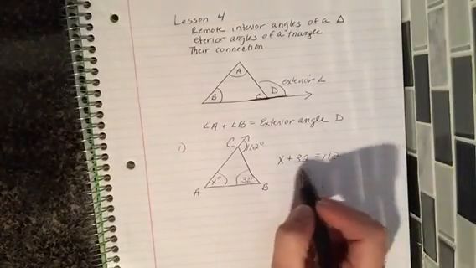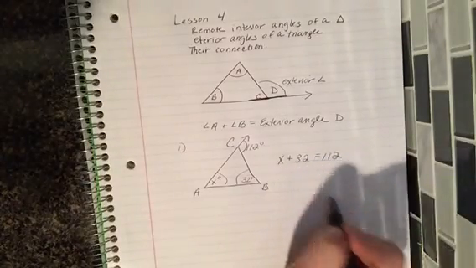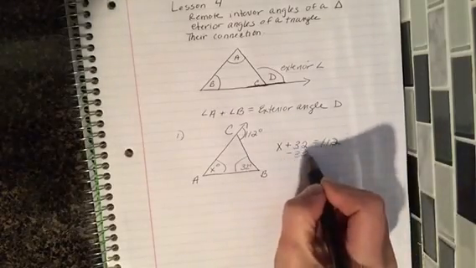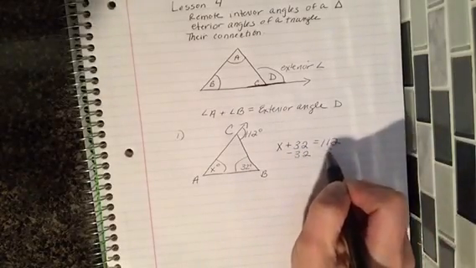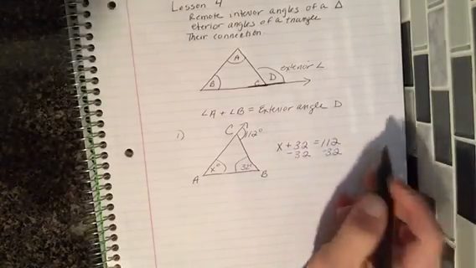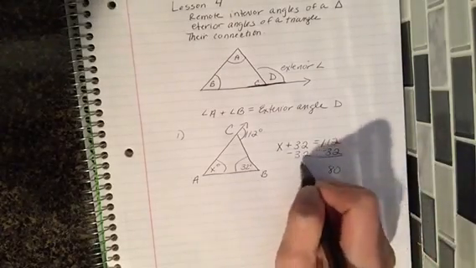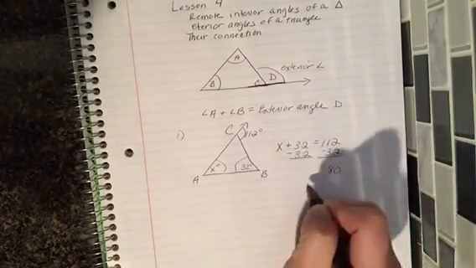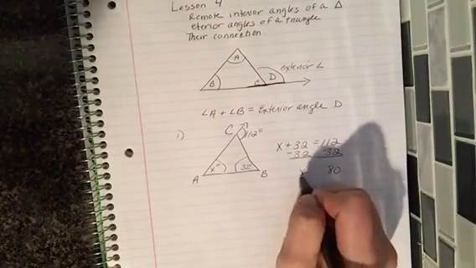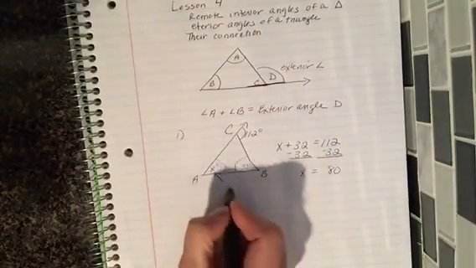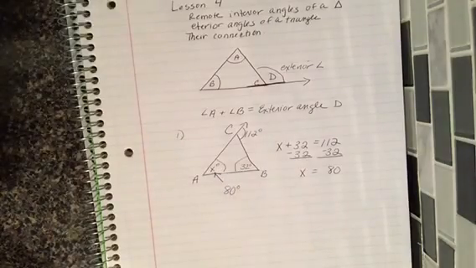Now how are we going to solve this using algebra? Well, you know how to do this. We subtract 32 from both sides. And when we do that, we end up with 80 degrees. So 32 minus 32 is 0. So therefore, x is equal to 80 degrees. So this angle right here is 80 degrees.